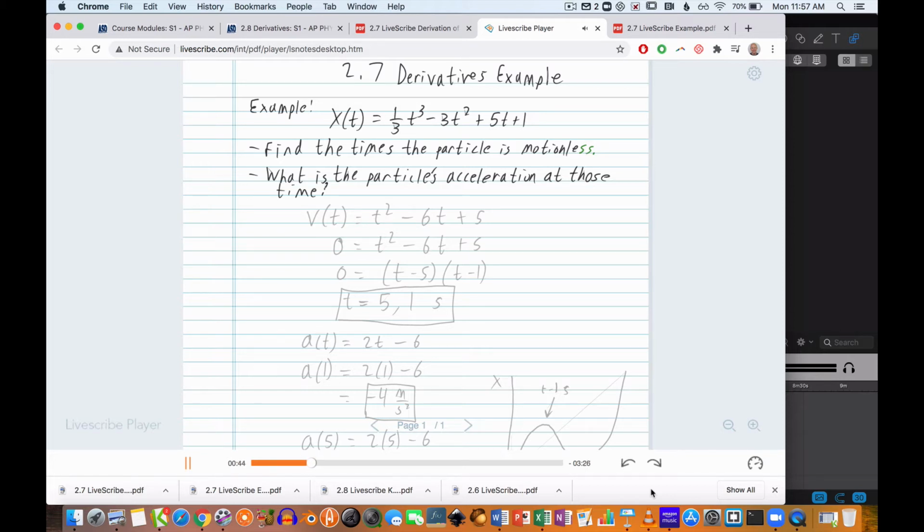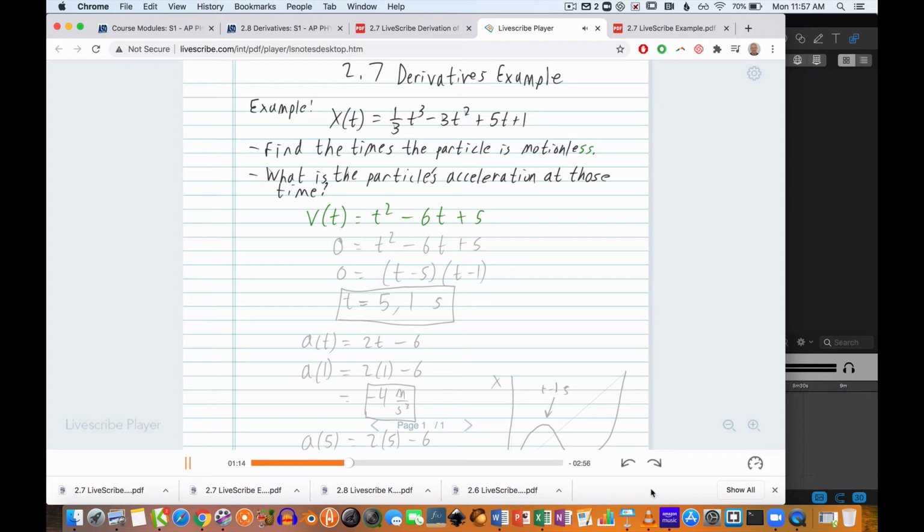First thing, as you've probably learned in calculus already, if we want to find when the particle is motionless, in other words, we want to find when the velocity is 0. So before we do anything, let's find the velocity by deriving, with respect to time, the equation above. 1/3 t cubed becomes just t squared. Minus 3t squared is going to be minus 6t. Then plus 5t becomes 5, and the plus 1 goes away. So we end up with this for our velocity.